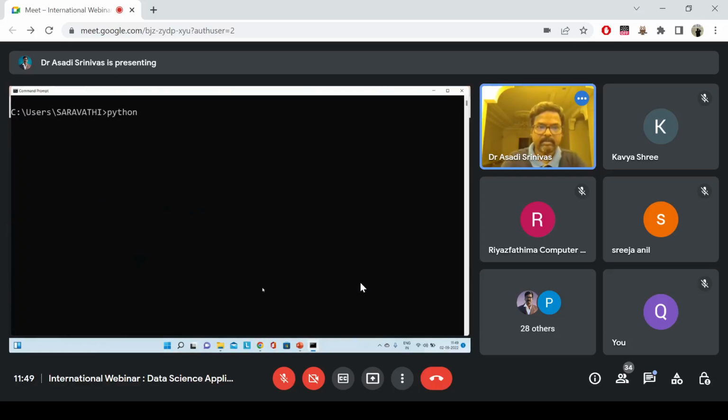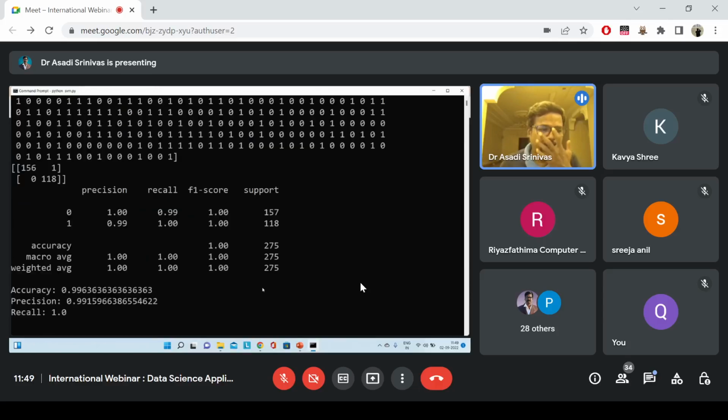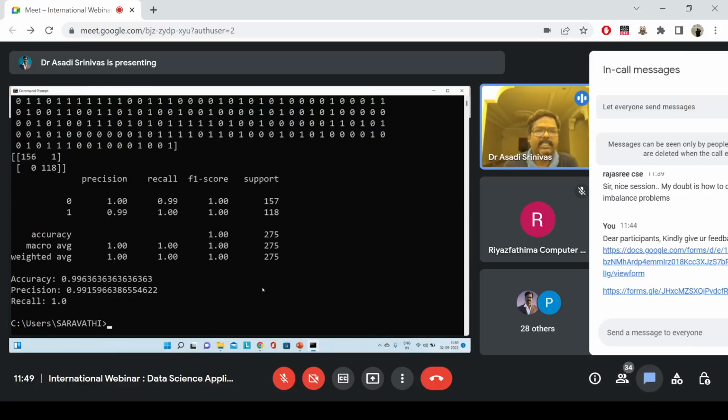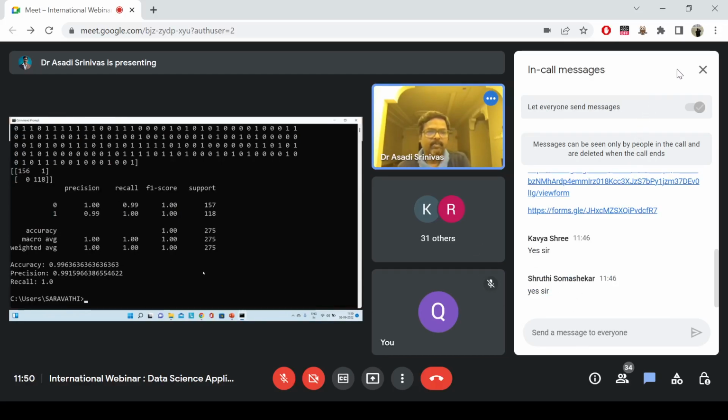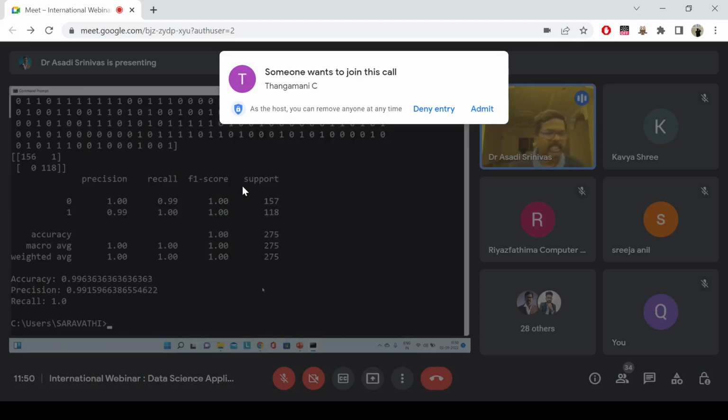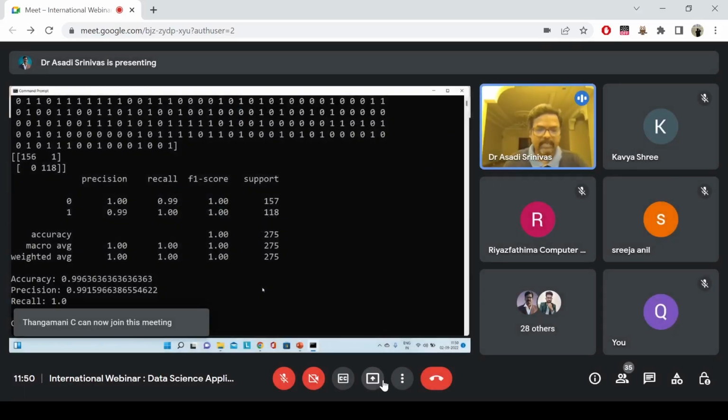Python svm.py. So I am generating the support vector machine. See here, all of you. My screen is visible. Accuracy I got 99.63, precision I got 0.99, and recall I got 100%. So this is one of the support vector machine classification algorithms. And see one more application.